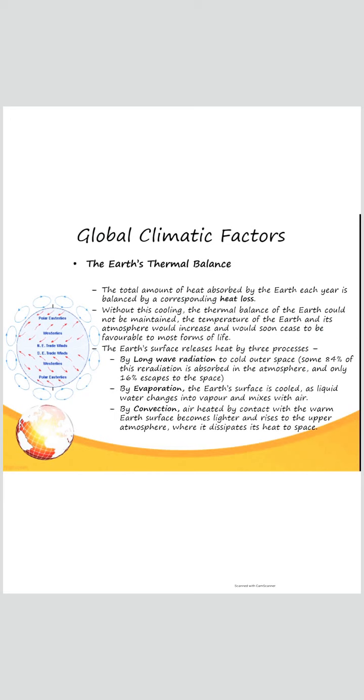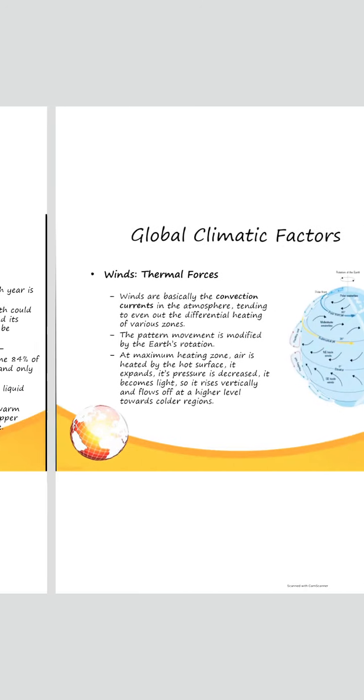Next is the Earth's thermal balance. The total amount of heat absorbed by the Earth each year is balanced by corresponding heat loss. Without this cooling, the thermal balance of the Earth could not be maintained. The temperature of the Earth and its atmosphere could increase and would soon cease to be favorable to most forms of life. The Earth's surface releases heat by three main processes: the long wave radiations, the evaporation, and the convection.